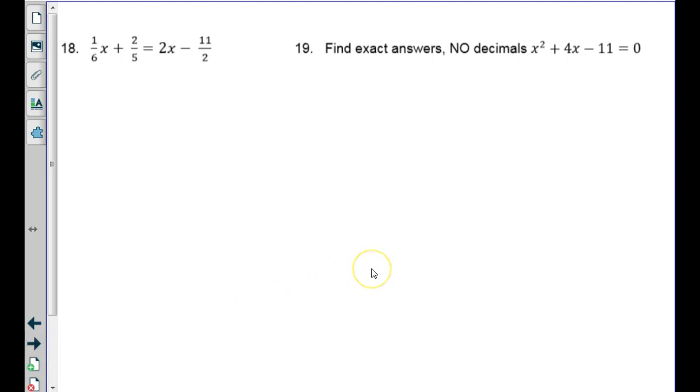All right, 18. I want to growl really badly right now because we're still not good at these. Somebody tell me what the plan is. Common denominator, 6, 5, and 2. Nobody? Okay. Every single thing gets multiplied by 30.